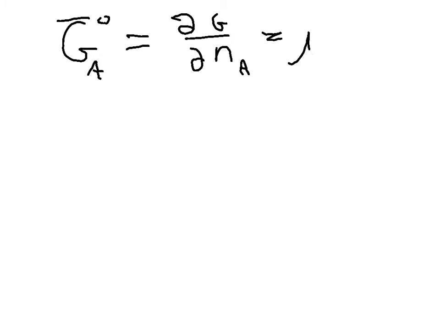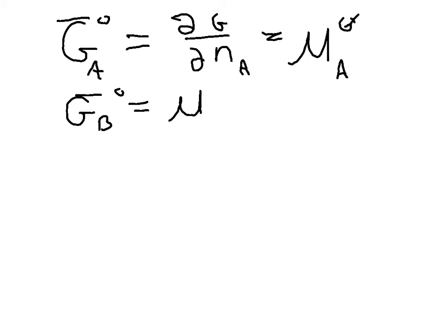So we know that the standard Gibbs energy for a particular component is the Gibbs energy per mole, and that is the same as the change in the Gibbs energy when we add a mole of A to a system, and of course that is just the chemical potential of A standard because we're talking about pure stuff. And we can say the same thing about B, that the chemical potential of pure B is the standard chemical potential.